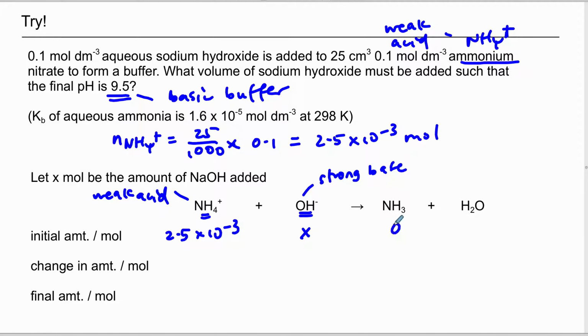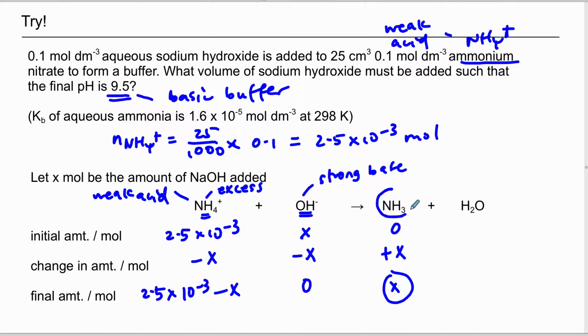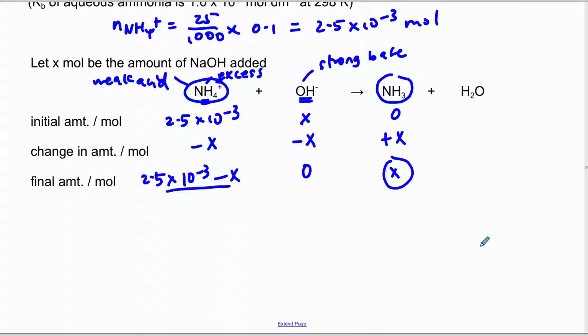So when they react, since it's going to form a buffer, this ammonium must be in excess. So all the sodium hydroxide will have reacted, minus X, and this is plus X. So eventually, the number of moles of ammonium will be 2.5 × 10⁻³ minus X, and here's X. So at the end of the day, you have ammonia and you have ammonium, which makes it an alkaline buffer, all right. So how are you going to complete this?